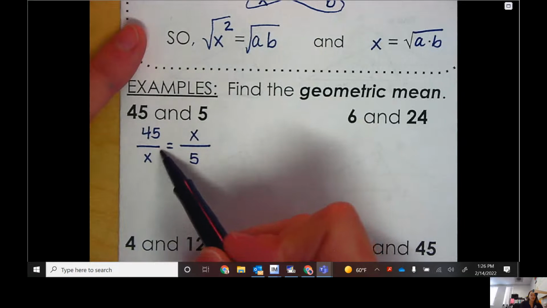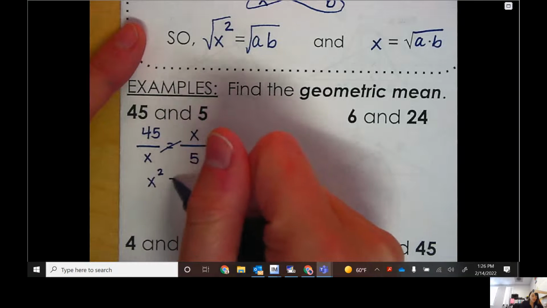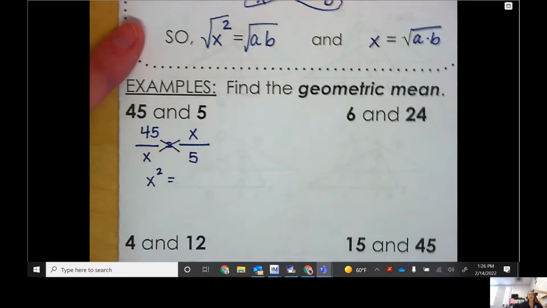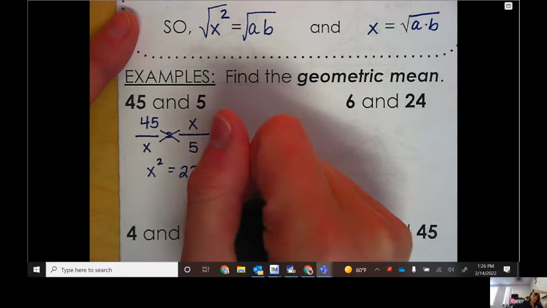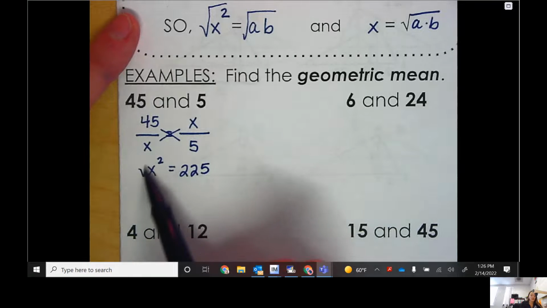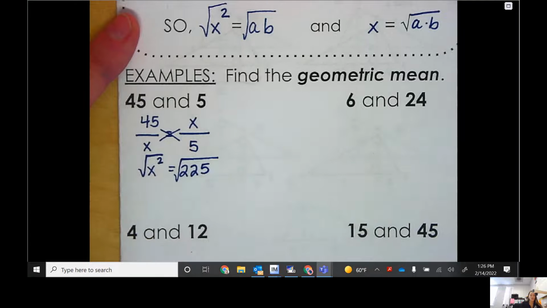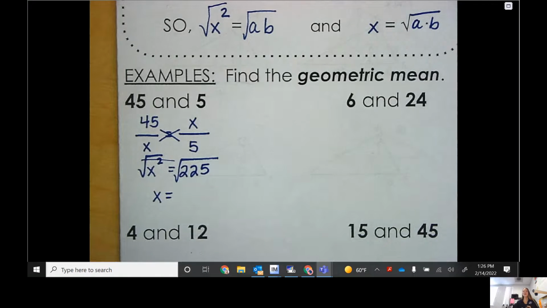So X times X is X squared equals 45 times 5 is 225. To get the X by itself, I square root both sides. So the square root and the square cancel each other out. You're just left with X equals, and do you remember how to put 225 into your calculator? Square root of 225. Shift, yeah.